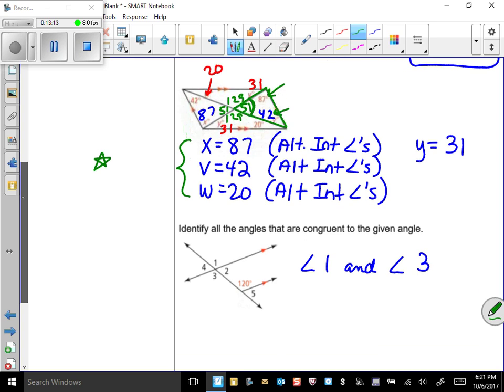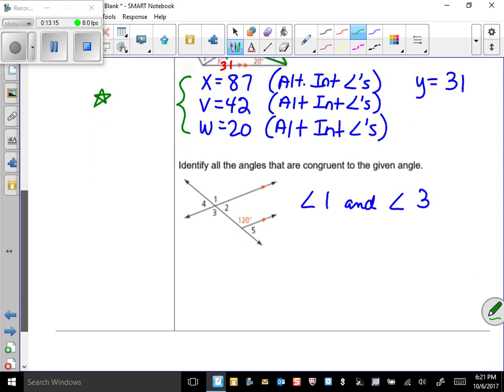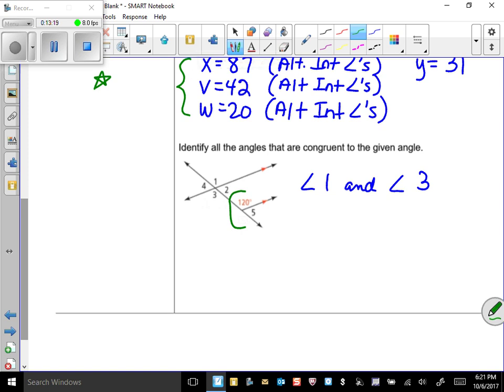All right, and then finally on the last one, all you had to do is find the angles that were congruent to this one here. And of course I know that it's angle 1 because those are corresponding angles and these 2 lines are parallel. And because of the vertical angles theorem, angle 3 is congruent to angle 1. So therefore angles 1 and 3 would be 120 degrees. All right, don't forget to do that proof, and we'll talk about it next time in class.